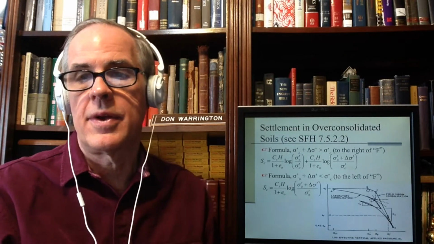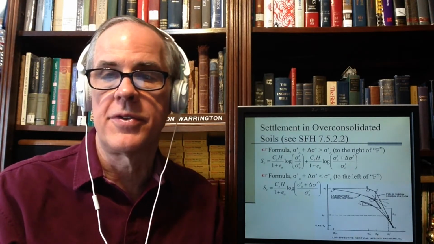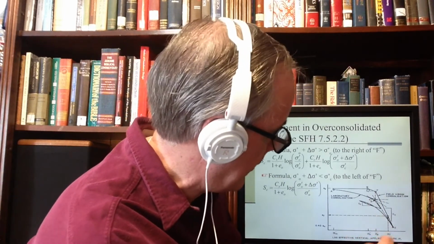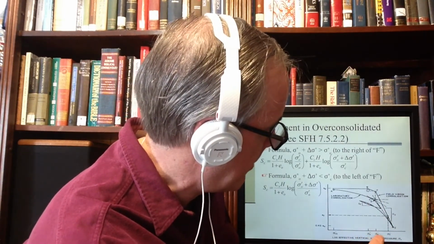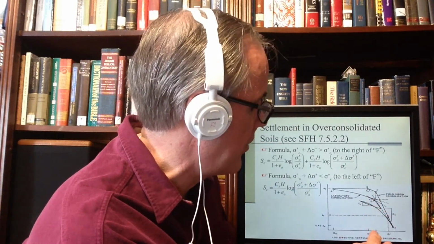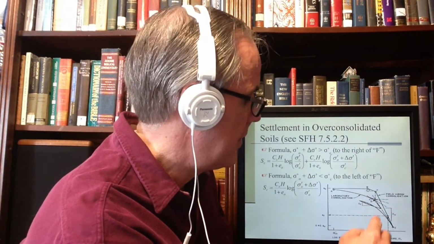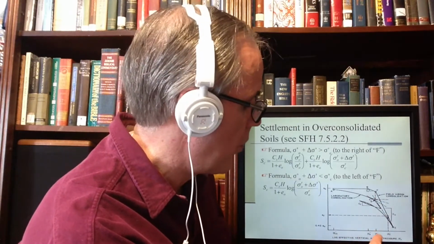And to deal with that, we have two problems. The formula, if we are to the right of point F, in other words, if sigma naught plus delta sigma is greater than sigma P, and it's probably easier to do this graphically. If we're greater than the pre-consolidation pressure, sigma P, that's what that's called. This is the current effective stress. This is the effective stress in the past for the pre-consolidation. The ratio of these two is the over-consolidation ratio.